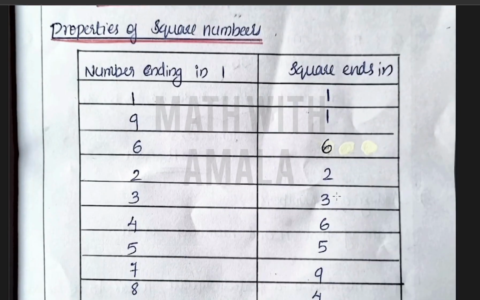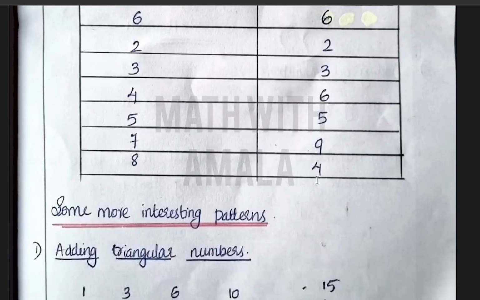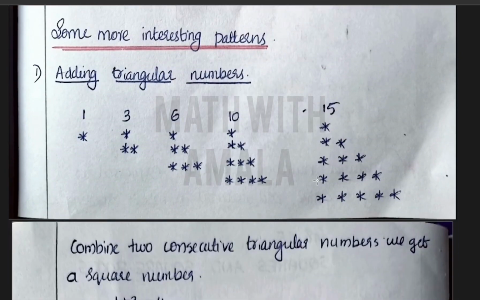Let's move to the properties of square numbers. Numbers ending in 1 will have squares ending in 1 only, and this is happening for the numbers ending in 9 also. Then the squares will end in 1. For the numbers ending in 6, the squares will end in 6, and for 2 it will end in 2. When in 3 it is 3. Likewise you can continue and go through the table.